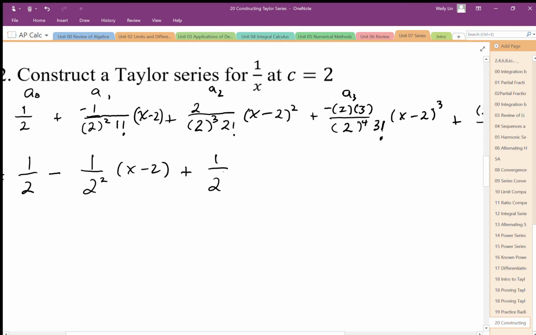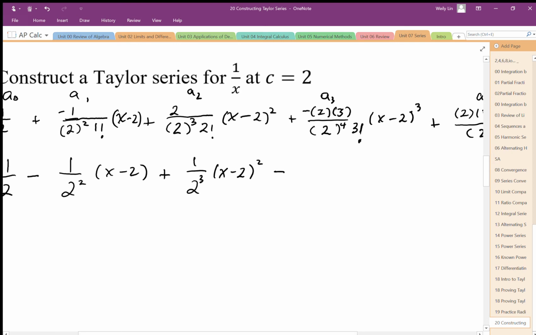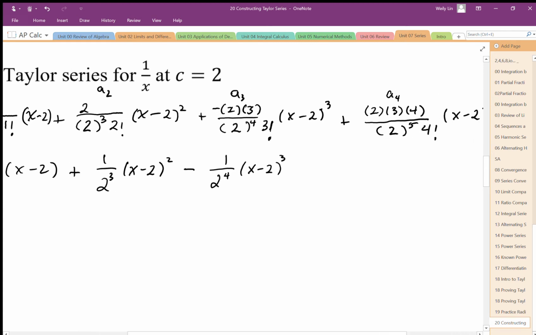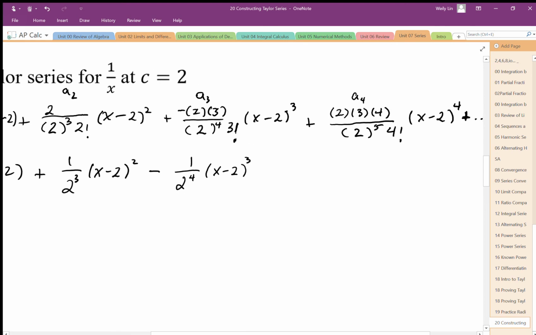1 over 2 cubed. And then this will be (x minus 2) squared. Okay, minus. And then the 2 times 3 will cancel out with the 3 factorial. So I end up with 1 over 2 to the power of 4, (x minus 2) to the power of 3.